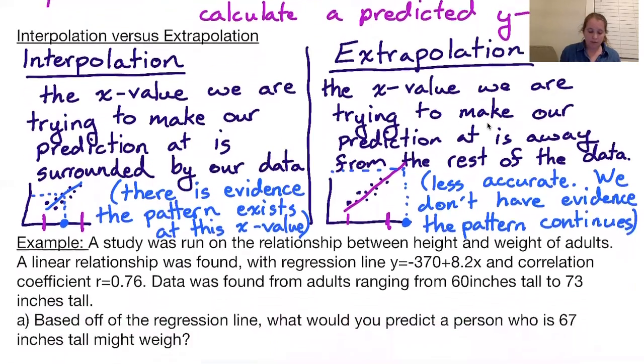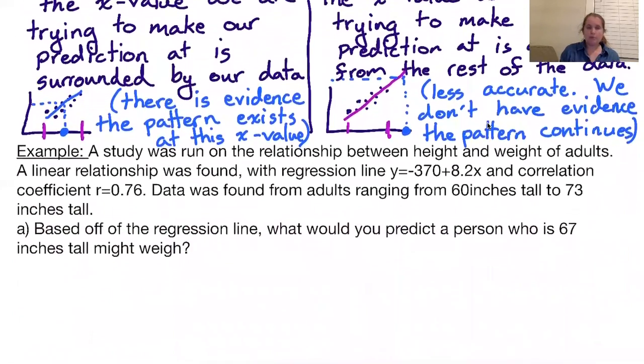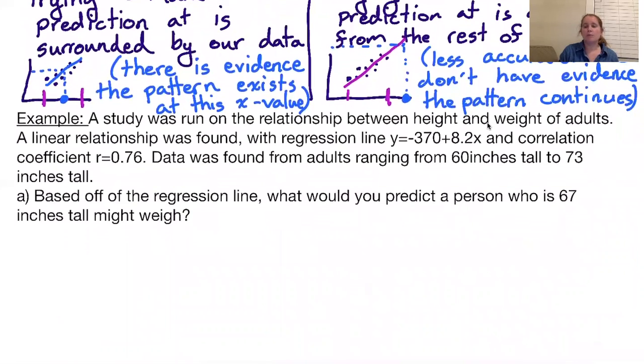So let's do a couple examples. A study was run on the relationship between height and weight of adults. A linear relationship was found. Again, our key word. We have a regression line of y equals negative 370 plus 8.2x, correlation coefficient of r equals 0.76, and data was found ranging from 60 inches to 73 inches.